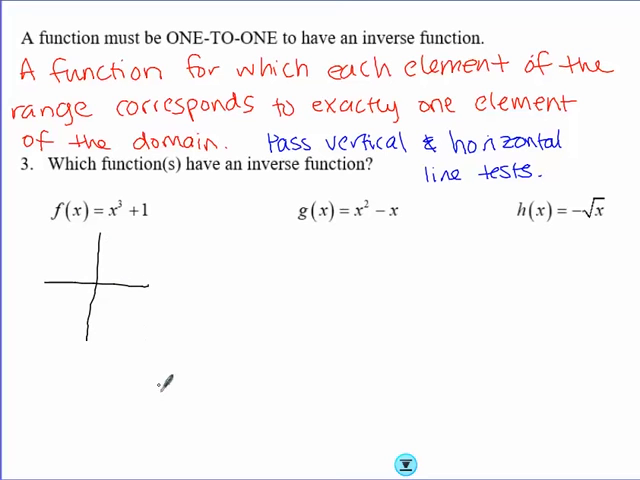So first, the graph of x cubed plus 1 looks like this. So if we try to draw a horizontal line through this graph, we will only ever cross the function in one place. We can never make a horizontal line cross this graph more than once, which means this function is one-to-one. So its inverse is a function.